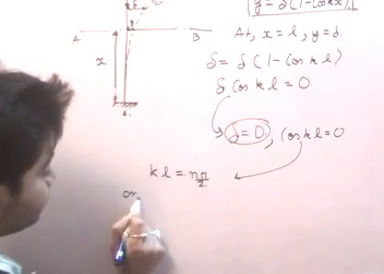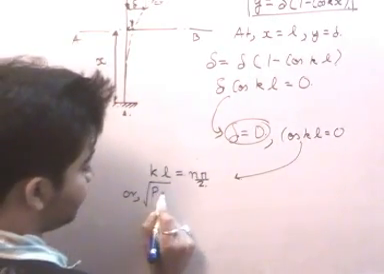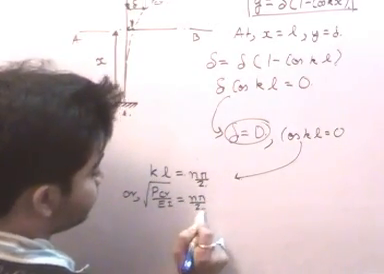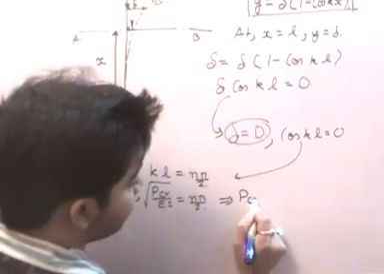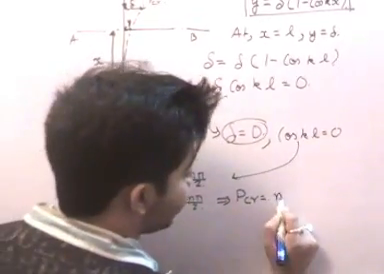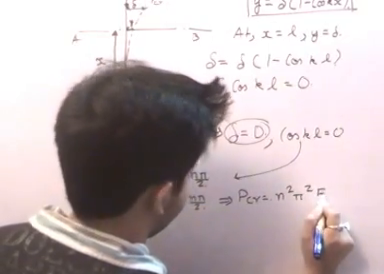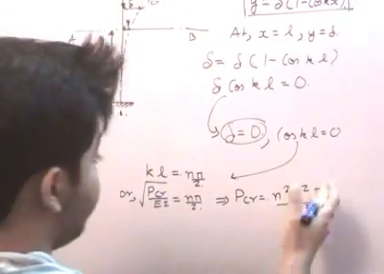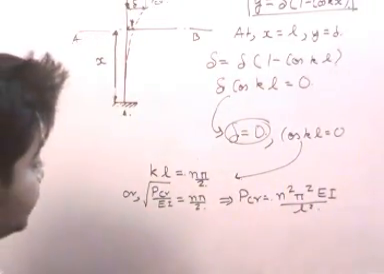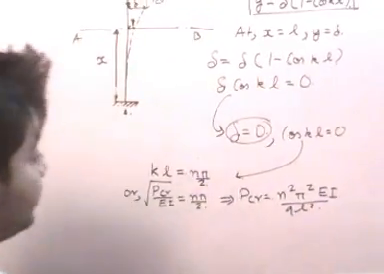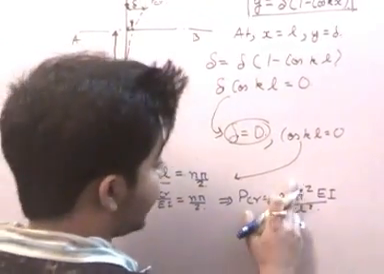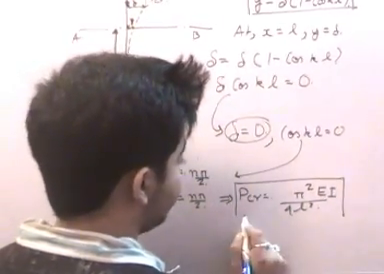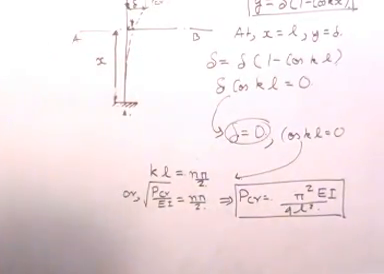Now this K is equal to root over PCR by EI, n pi by 2. Or I should say PCR, the critical load, is equal to n squared pi squared EI by 4L squared. Now obviously the critical load will be at the minimum value of this, and to get the minimum value, what I need to do is basically take n equal to 1. So effectively PCR is equal to pi squared EI by 4L squared.